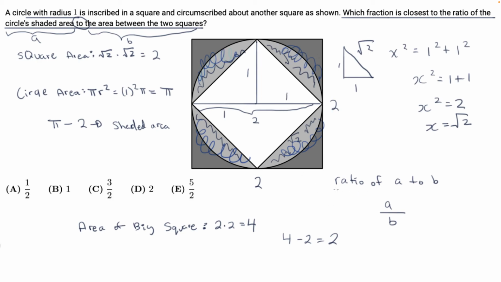And then we know that the ratio of A to B is A in the numerator and B in the denominator, and we know that the shaded area was pi minus 2, so we take pi minus 2 in the numerator and 2 in the denominator. We can simplify pi to 3.14, minus 2, over 2, and that's about 1.14 over 2, which equals about half. So we know that A is our answer.